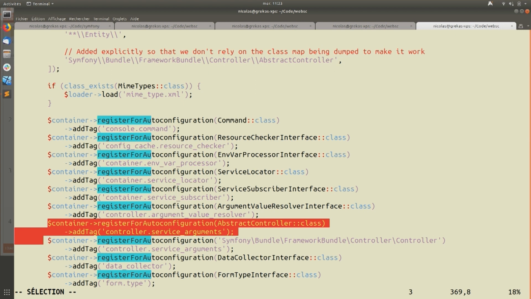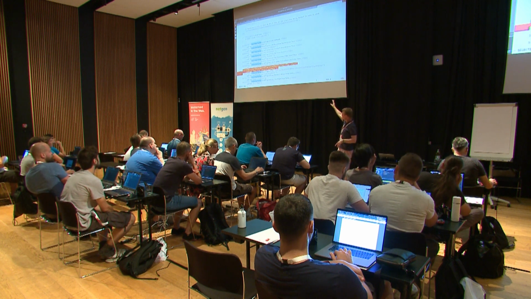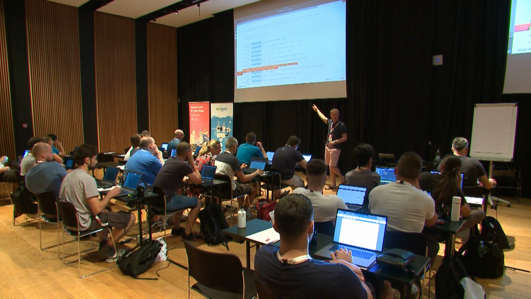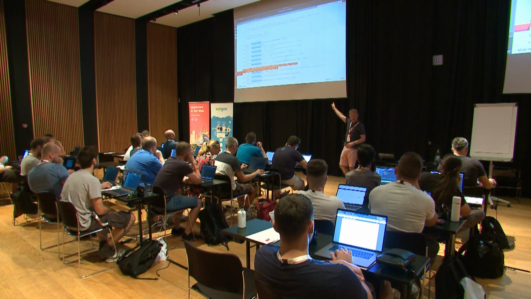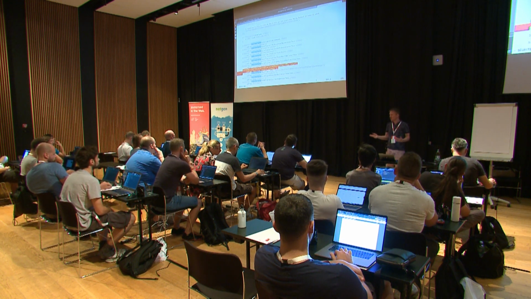So now we are inside a bundle. A bundle, you can write bundles on your own, right? So this is the framework bundle, which is the first bundle that we all use in Symfony apps. The framework bundle has several common rules. This one is saying, container registerForAutoconfiguration the AbstractController class and define this rule as the tag controller.service_arguments, right? This line is defining the rule for auto configuration.